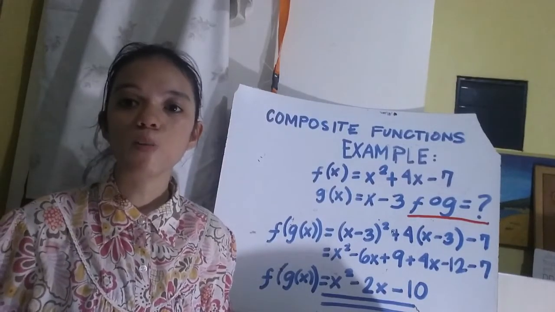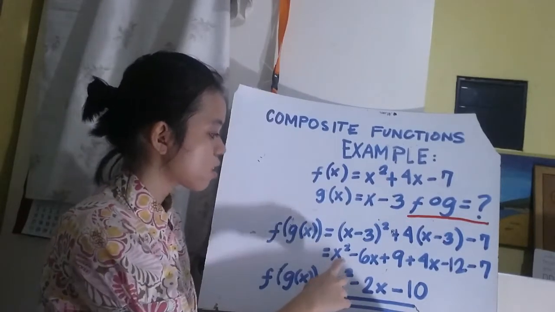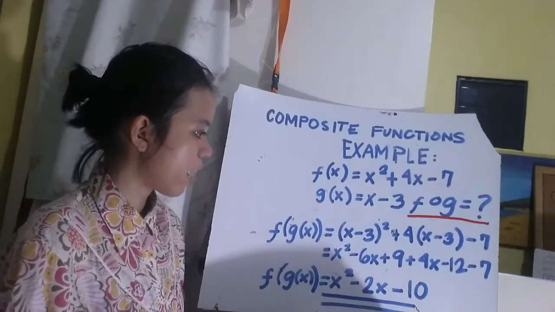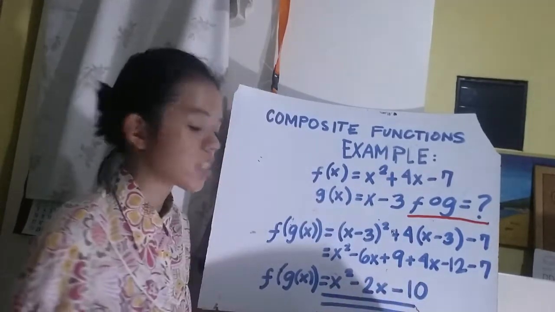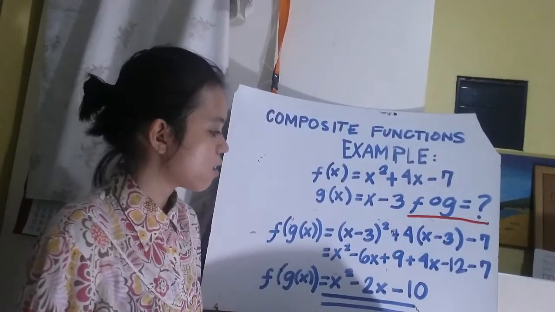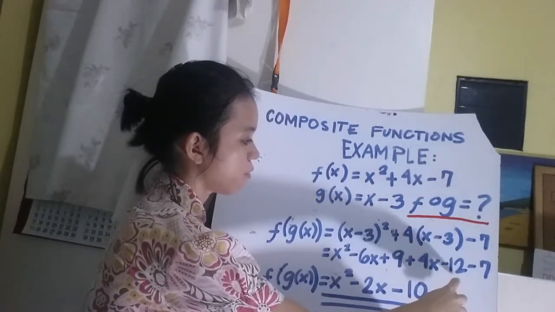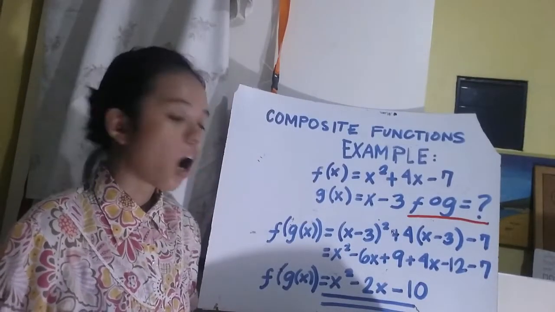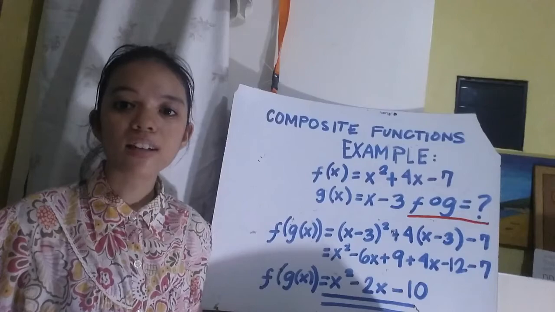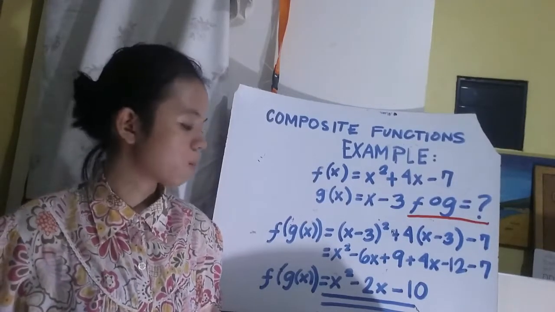And then we're going to combine like terms. So copy the x squared, and then we combine negative 6x plus 4x equals negative 2x. And then positive 9 minus 12 minus 7, so we have negative 10. So our f of g of x equals x squared minus 2x minus 10.